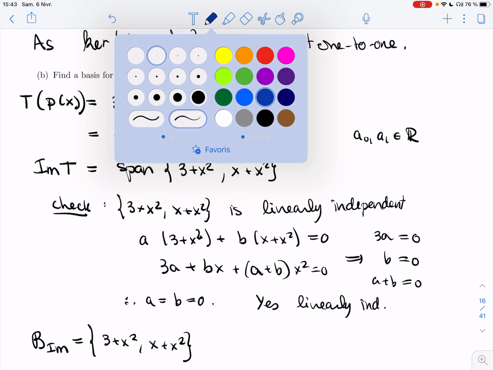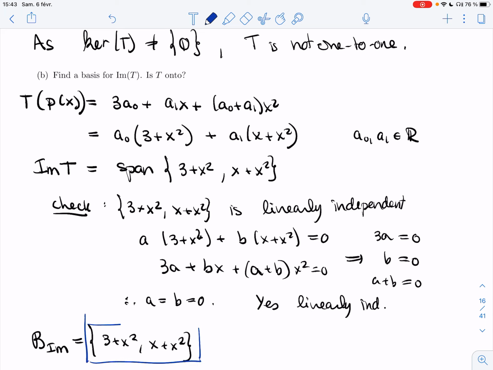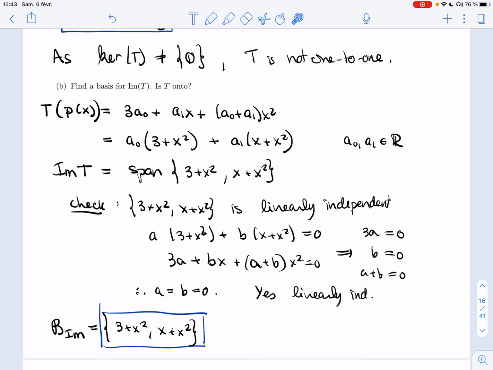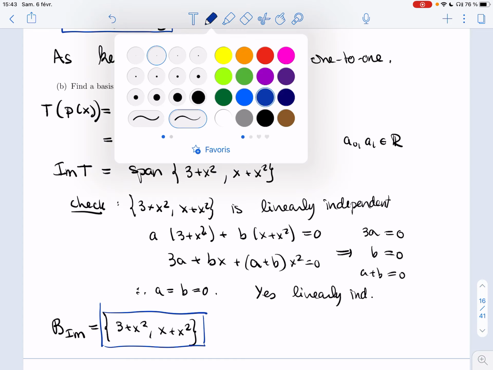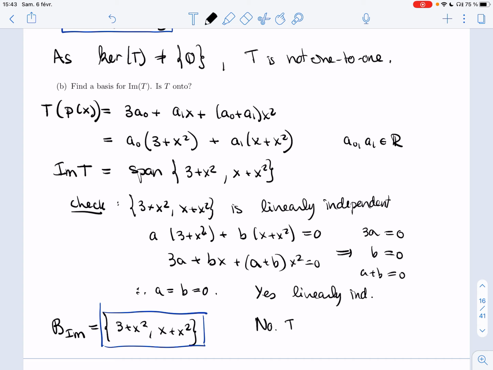Right? First question answered. Now from this, can we tell if T is onto? Well, T is onto if the image is P2, but I only have 2 generators and P2 has dimension 3, so I can't hit everything. So the rank of T is 2, which is less than the dimension of P2, which is 3.